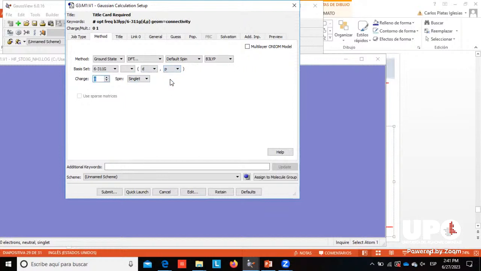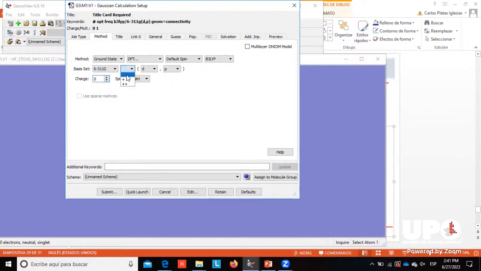So this will add D functions to nitrogen, okay? Although in principle, we don't need to include D functions, okay? And this will also include P functions for hydrogen, even when we don't need them, right? But that improves the performance of the basis set, and it allows the orbitals to change shape a little bit. That's why they are called polarization functions.